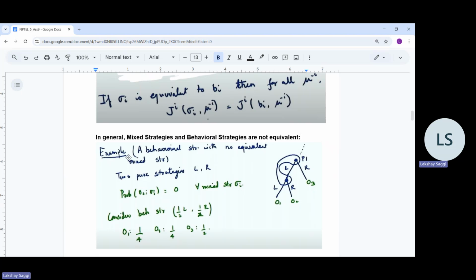You can actually show that there exist strategies on both sides which are not equivalent. There exists a mixed strategy which is not equivalent to a behavioral strategy, and there exist games in which there is a behavioral strategy which is not equivalent to any mixed strategy. You can actually have examples for both sides. I'll discuss just one of the examples. This example was given in the lectures about the existence of a behavioral strategy which has no equivalent mixed strategy.